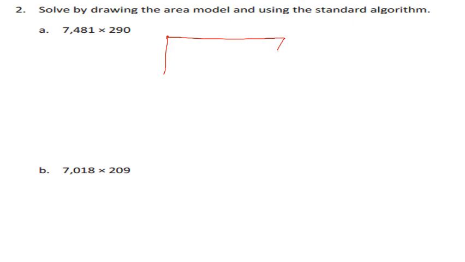Instead of 3, now we have 4. So on top, I have 290. Excuse me, I'm sorry. Take that away. We're going to be doing 7,481 times 290.